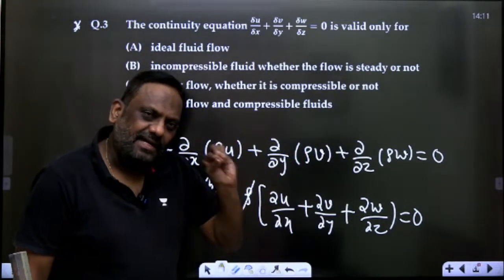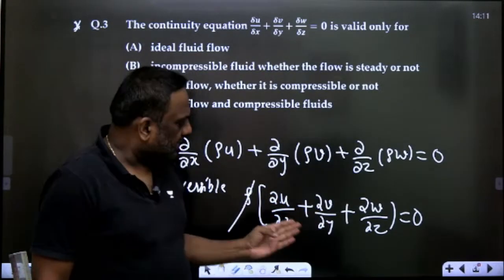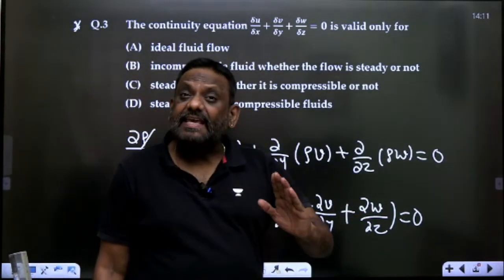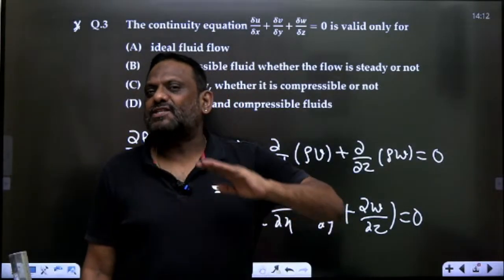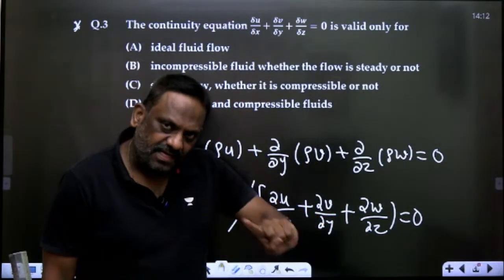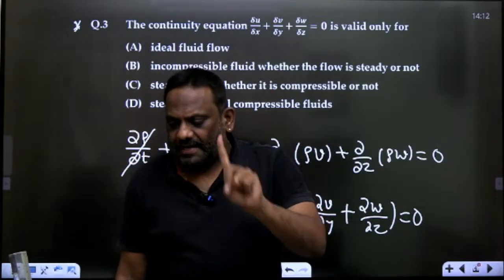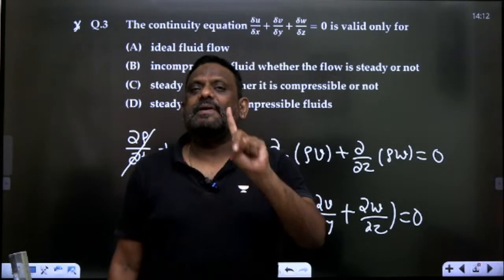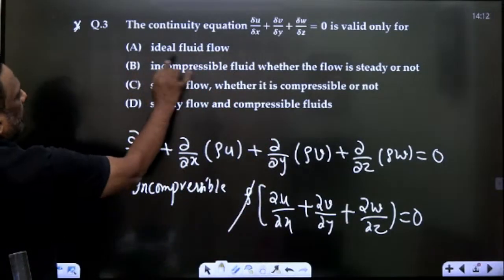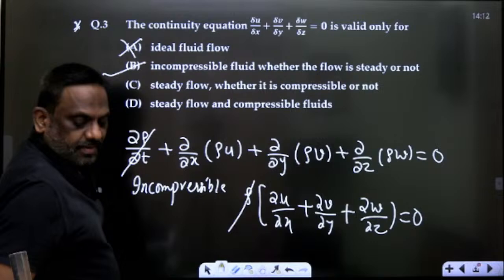No. So whether it is steady or unsteady, it will be reflected by these velocities. So therefore, this is valid for any incompressible flow, irrespective of steadiness. I can apply this equation for steady incompressible, or I can apply this equation for unsteady incompressible, but the only condition required is the flow should be incompressible. So what did I say? Incompressible whether the flow is steady or unsteady. B is the right option.